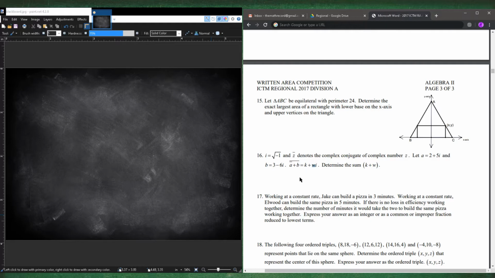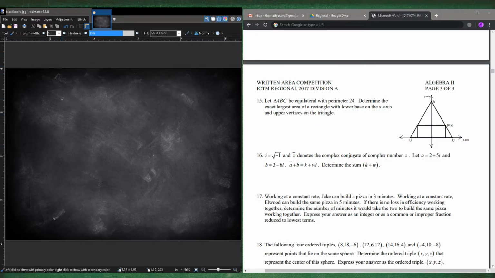Number 15. Let triangle ABC be equilateral with perimeter 24. Determine the exact largest area of a rectangle with lower base on the x-axis and the upper vertices on the triangle. Okay, so let me draw this out. Then we have this triangle. Let's extend this out. And then a box here.